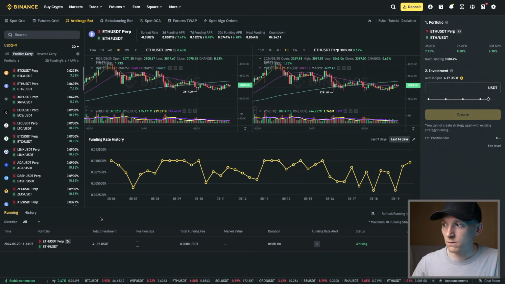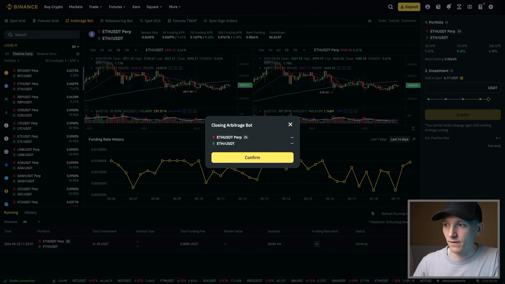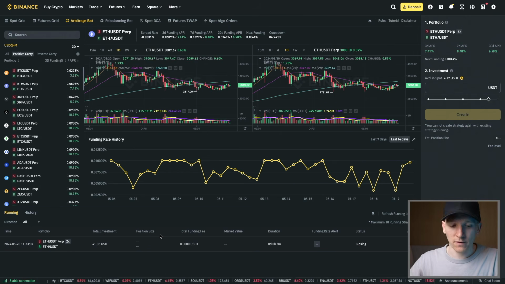So that's working. You don't have to carry out both sides of the trade, it's working for us. And if you want to end it, just press end it here, press confirm, and that will get out of both sides of the trade for you.